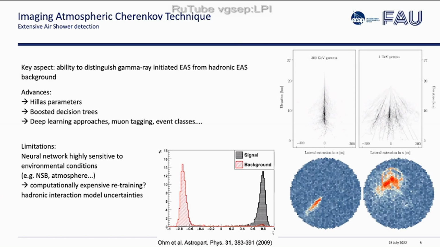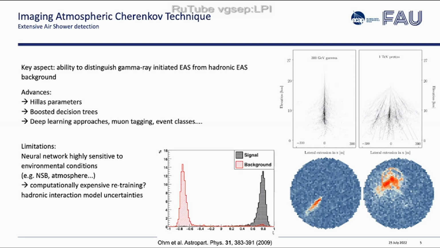There have been several key advances over the years. We started off with simple parameterization approaches such as Hillas parameters, which are mainly geometrical. This then progressed into boosted decision trees, which have more or less become the standard for the field. And now people are diving into deep learning approaches, and additional aspects such as muon tagging or event classes for the quality of the reconstruction, that really enable us to further suppress the background and improve the performance of the technique.